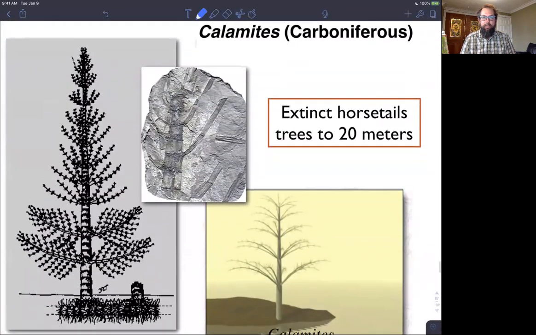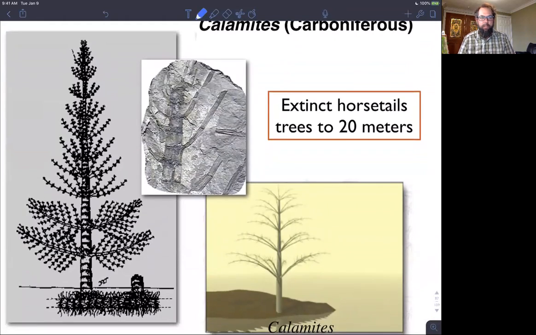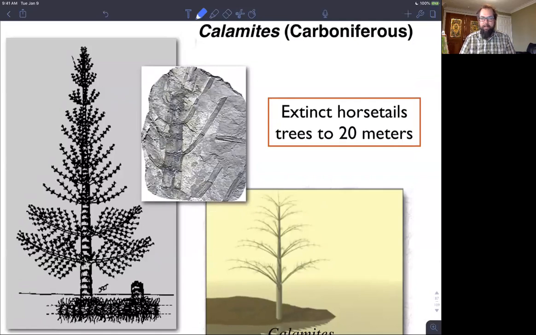I'll just add here that along with those tree-like lycopods in the Carboniferous, we also had tree-like horsetails, up to 20 meters tall. This is one called Calamites. These are well known in the fossil record, and morphologically are really similar to what you see today in extant horsetails, but are actually 20 meters tall. This is another one that I really wish I would have seen. These amazing arborescent ferns that were arborescent horsetails.